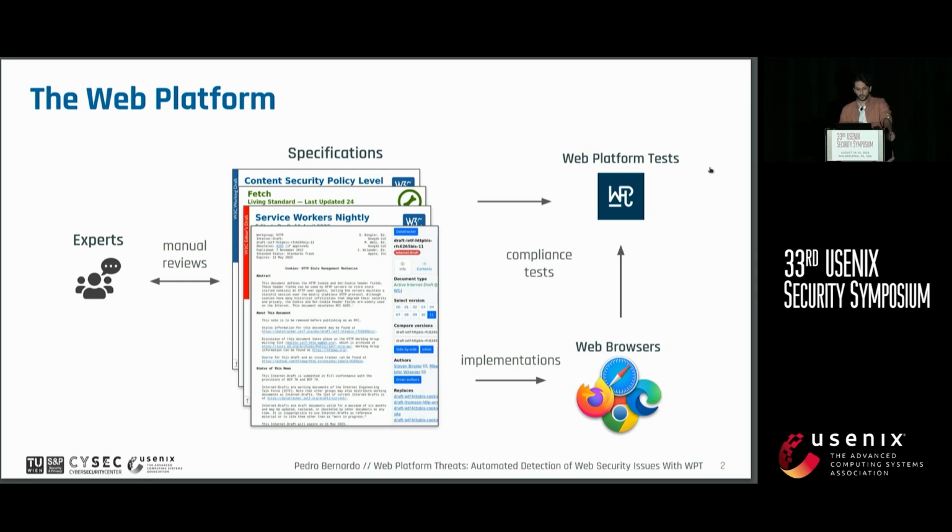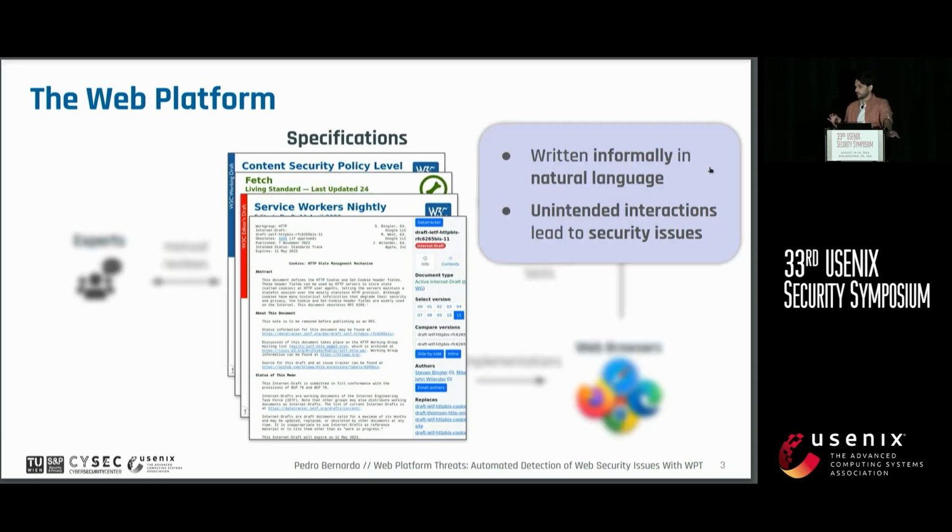Let's start with a quick overview of the web platform. At the core are the specifications. These dictate how web platform components should work and help ensure that browsers and all devices that are part of the web platform are consistent with each other. However, the specifications are written informally in natural language, and they're managed by several entities such as the W3C, WHATWG, and the IETF. This introduces some ambiguity and some unintended interactions between web components, which can lead to security issues.